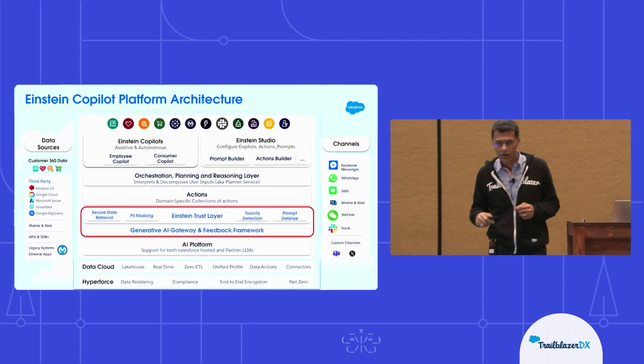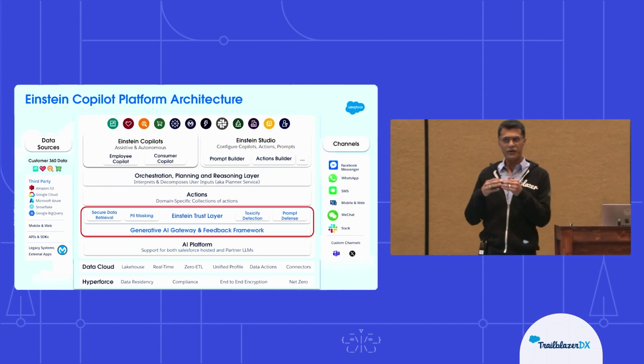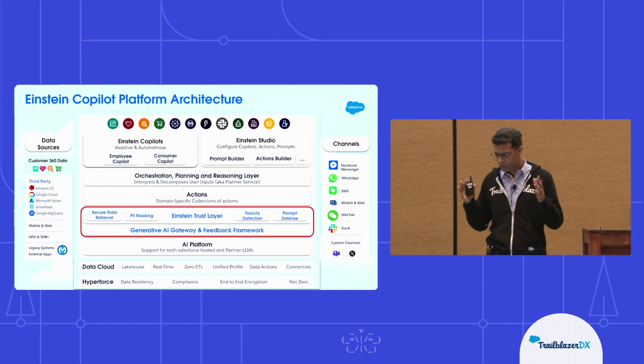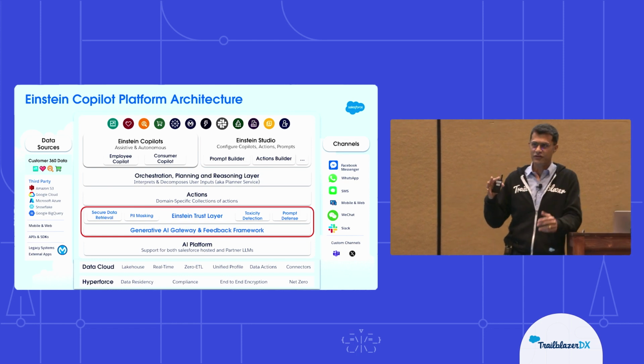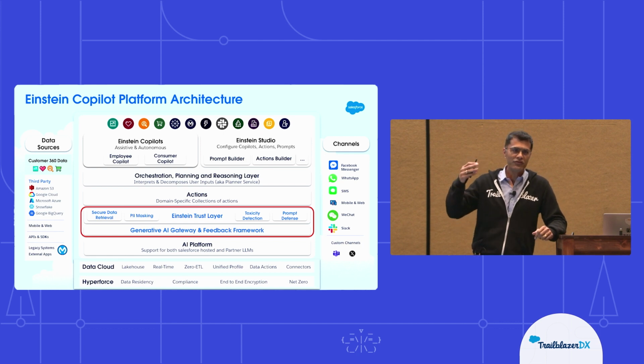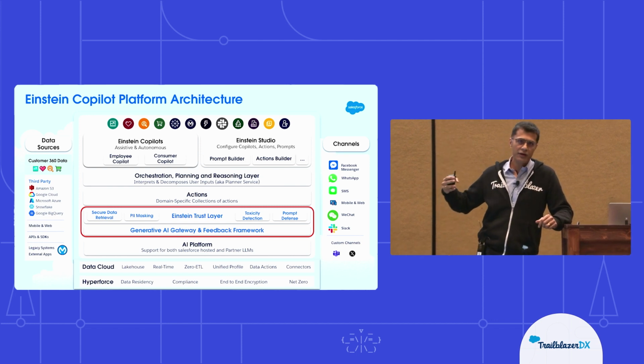Now let's focus on the layers which are specific to the generative AI stack. First up is our foundational services layer. The foundational services layer provides a common set of services and features which enables teams within Salesforce to easily build any generative AI features. It has the generative AI gateway, the feedback framework, and the Einstein Trust Layer.